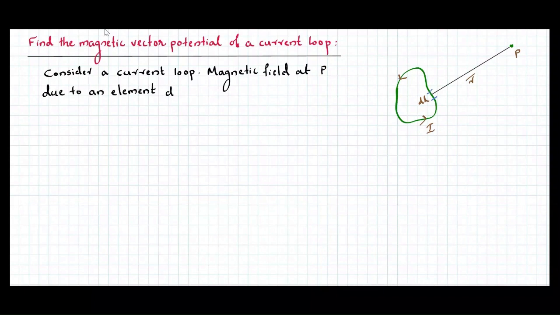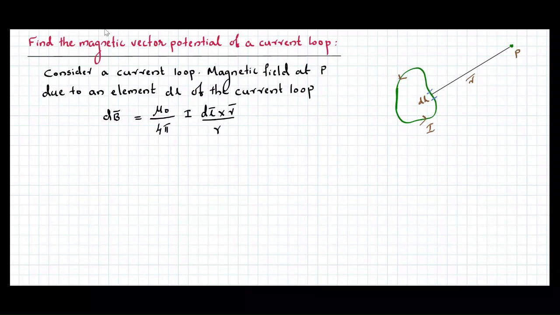Now the magnetic field at point P due to an element dl of the current loop is given by Biot-Savart law. The magnetic field at point P be dB, then dB is equal to mu 0 by 4 pi I dl cross r by r cube, where r is the distance from the element to the point P.